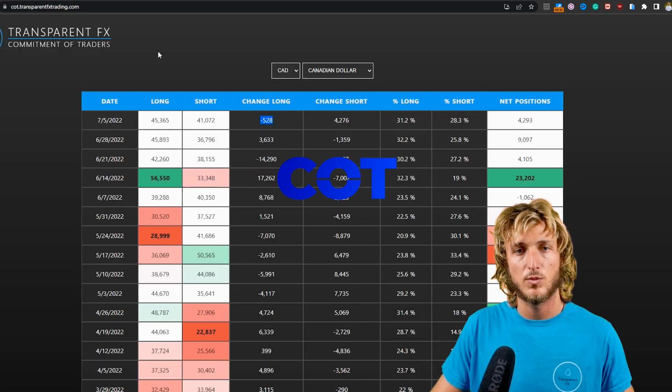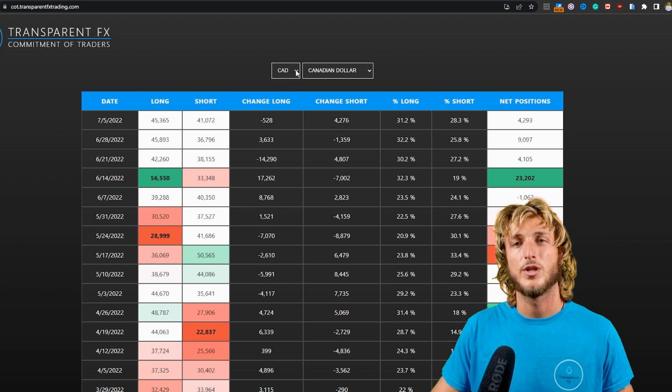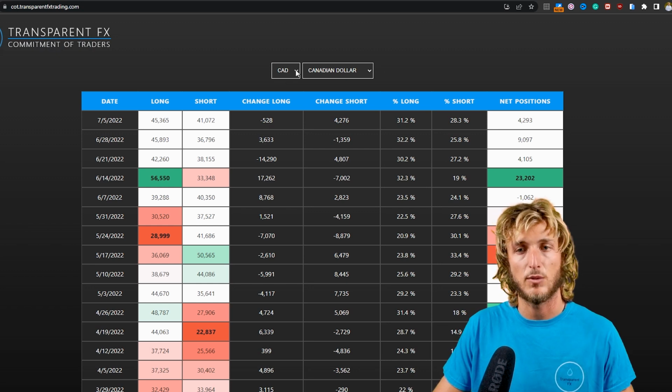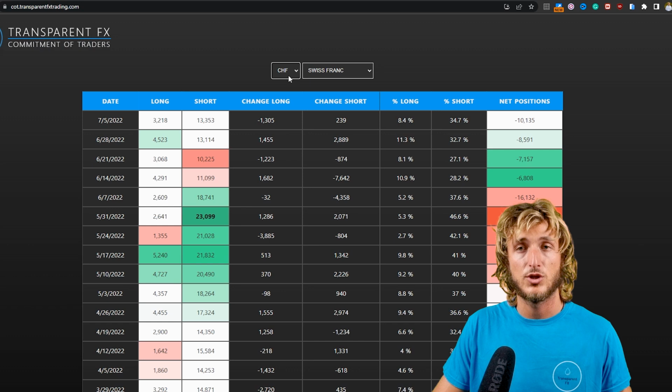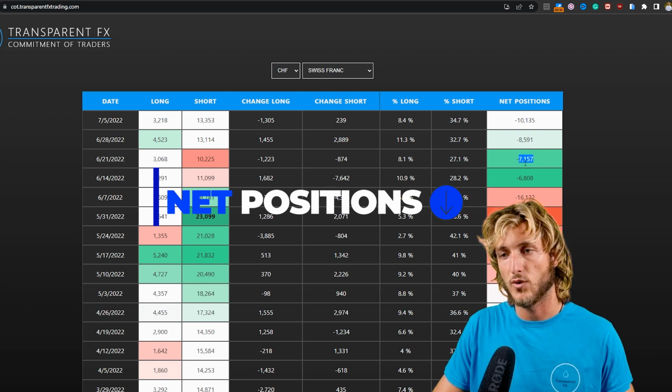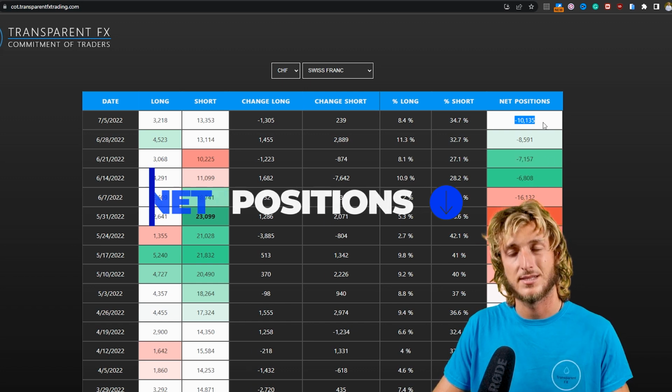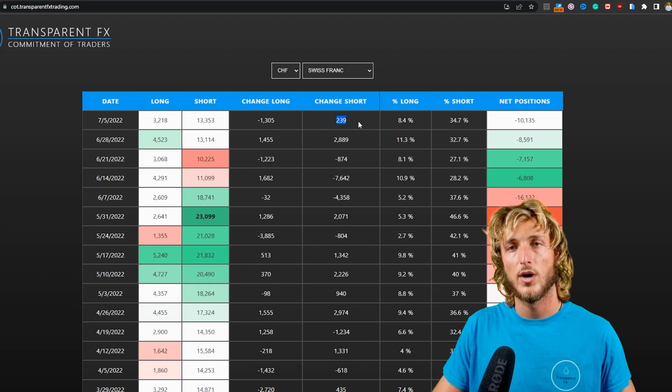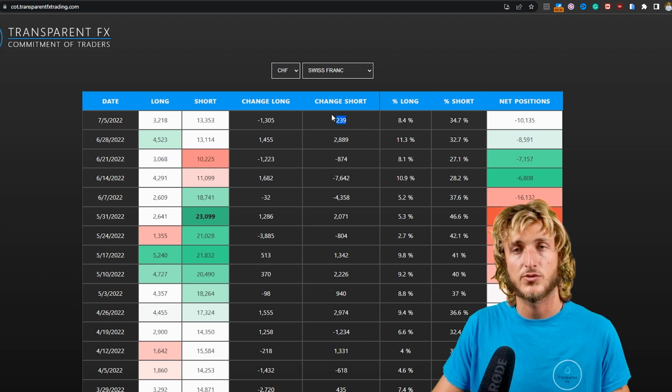Now, if we go and see what we have when it comes to the commitment of traders, so the COT data, which is what the non-commercials, so the biggest speculators in the market are doing, and we check the data for the CHF, we can see that lately net positions have been dropping. We went from minus 6k to now minus 10k net positions, with 240 shorts added with the last report from an institutional perspective and 1.3k longs getting closed, which is making the CHF weaker.